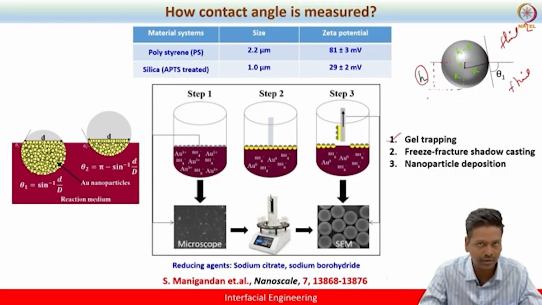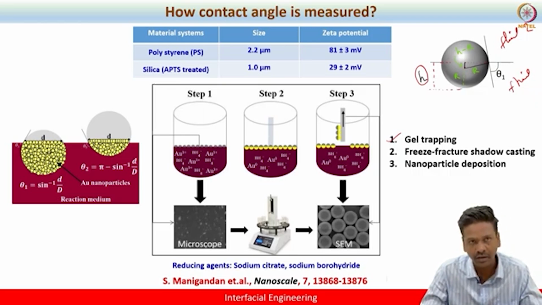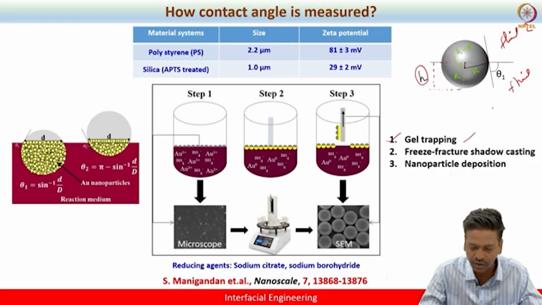It could be the gel trapping method. One can use gel trapping to understand the theta, but the operation works at slightly elevated temperature, whereas for freeze fracture shadow casting, one has to employ cryo scanning electron microscopy. The last but not least is the nanoparticle deposition, which we are going to discuss in today's lecture. Using this technique, one can understand the contact angle of the particles.